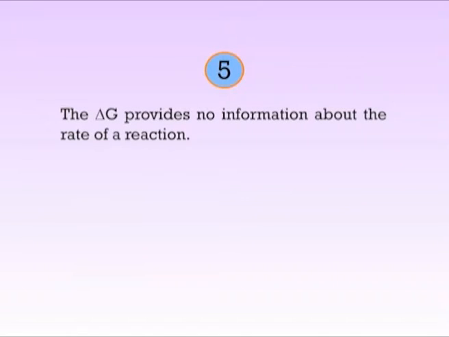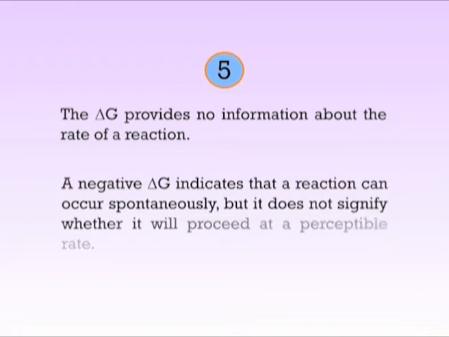Number 5, the delta G provides no information about the rate of a reaction. A negative delta G indicates that a reaction can occur spontaneously, but it does not signify whether it will proceed at a perceptible rate.